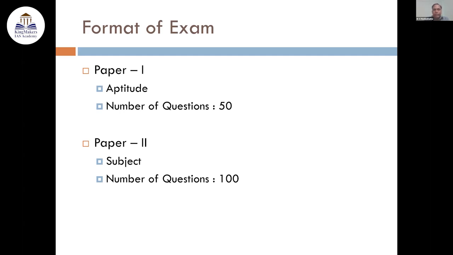If you clear this exam with NET PhD, then you will be eligible to get admission only for 1 or 2 years, and within that you need to get the admission. But if you get JRF, from the date of declaration, within 2 years you need to get admission for PhD. But then the fellowship will be available for a maximum of 5 years.